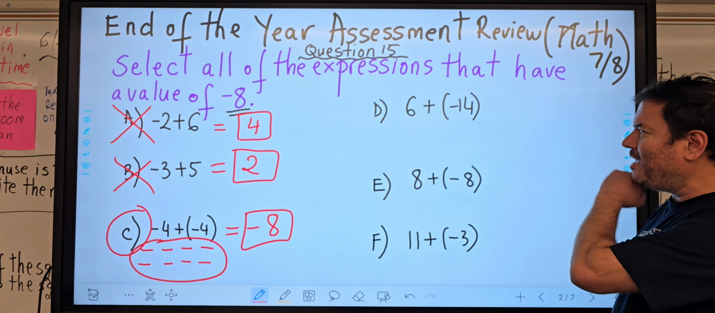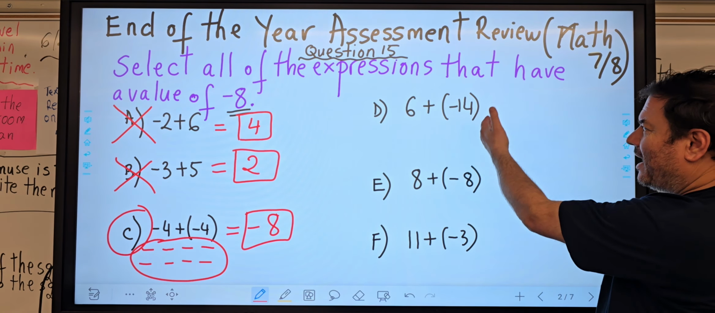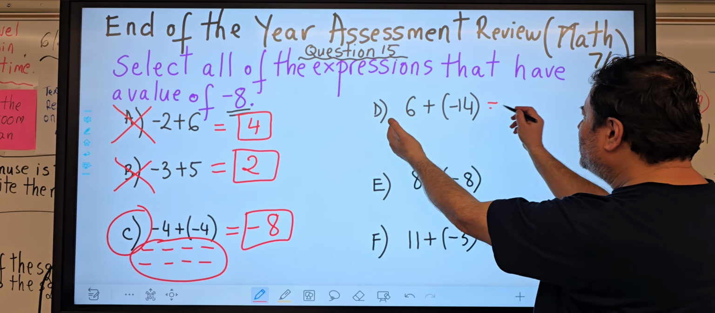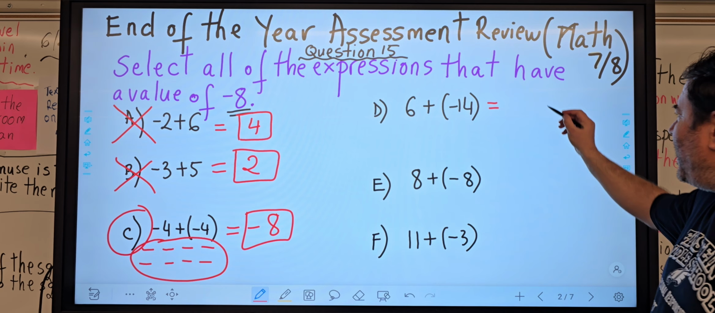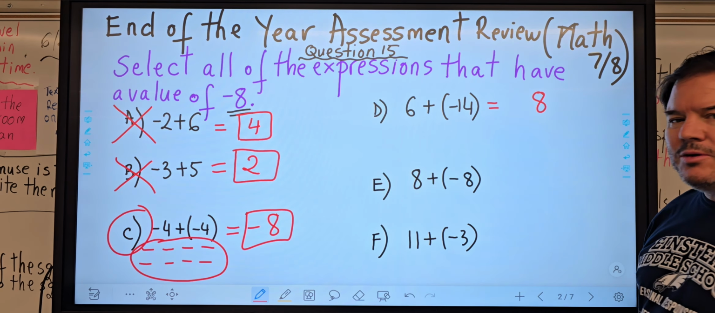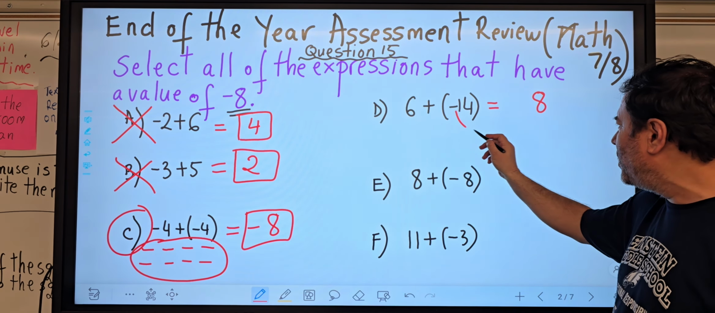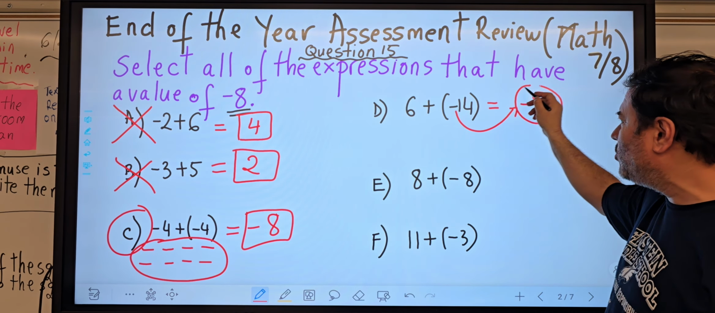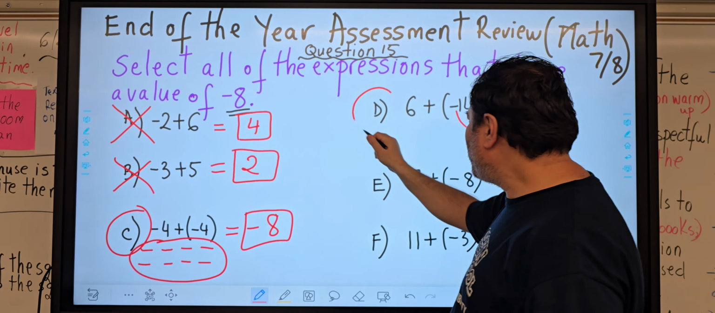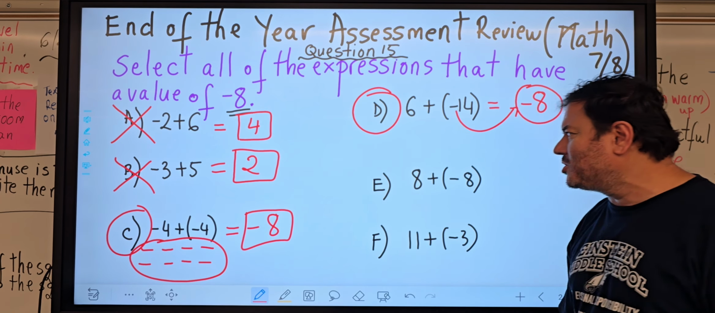Okay, let's continue with D. The same thing here. Opposite sign subtract. So let's subtract 14 minus 6 is 8, right? And then we take the sign of the larger number. So the answer is -8, which also matches the problem. So D is also one of the answers.